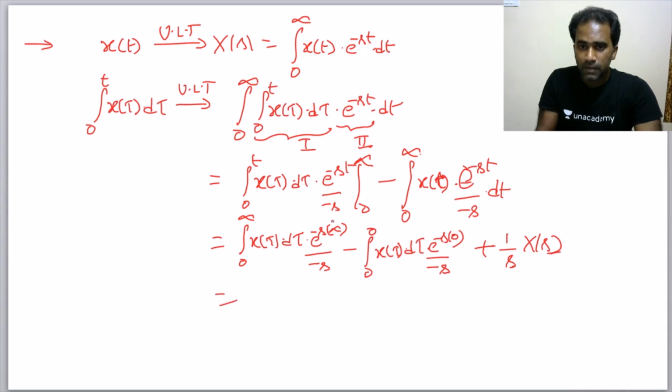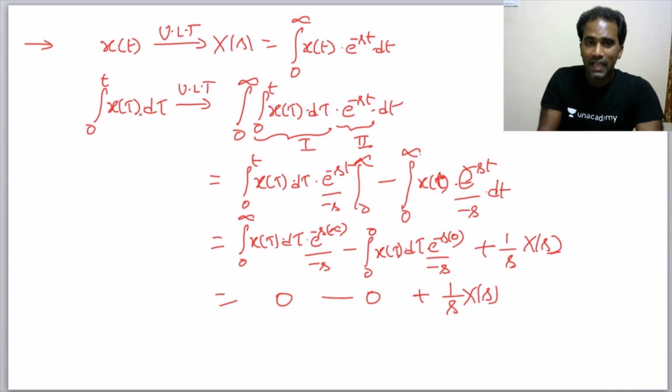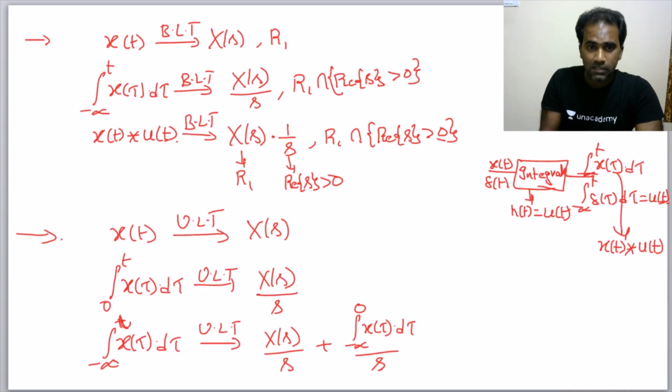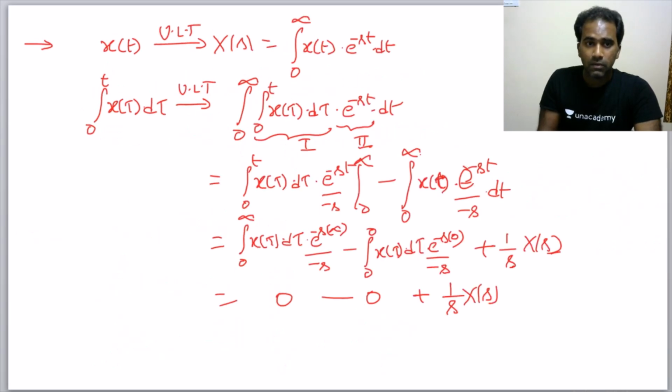Now if you look at this part, e power minus s infinity is 0, and this part is integration from 0 to 0. The limits have 0 width, which means you are trying to find the area from 0 to 0 itself. So the width is 0, so the area should also be 0. So the Laplace transform of integration from 0 to t of x of tau d tau is 1 by s into capital X of s. So that is what we have written previously. Now let us find the Laplace transform for minus infinity to t of x of tau d tau.